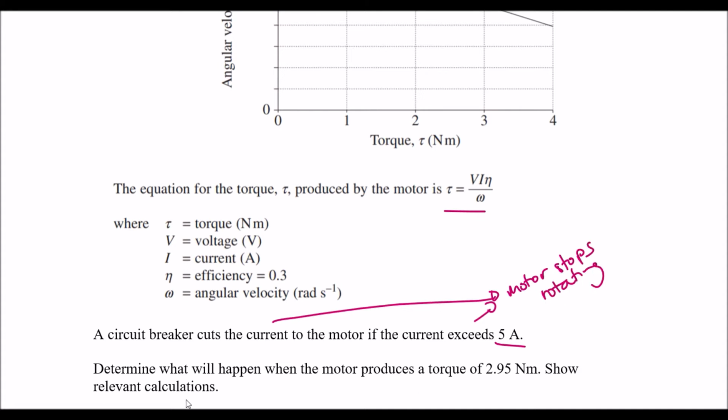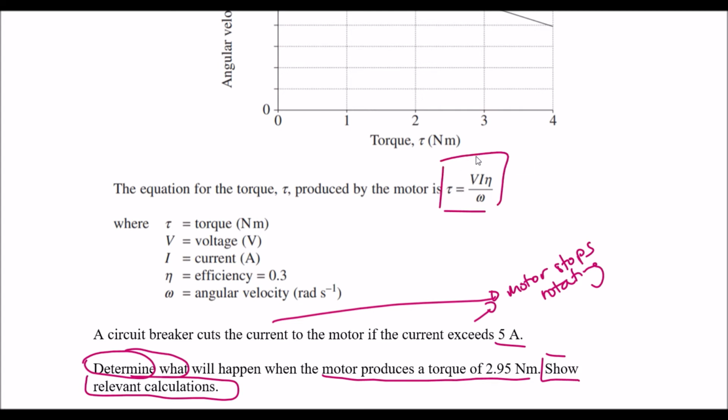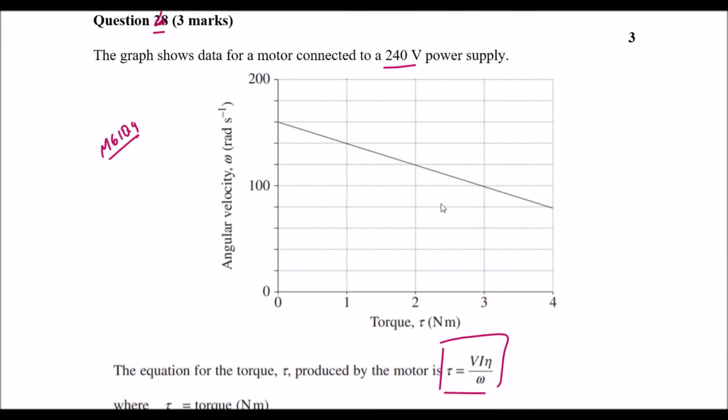Okay. It says determine what will happen. So determine what will happen if the motor produces a torque of 2.95, show relevant calculations. That's what I want to try and do. Okay, so that means I will be using this equation here, interpreting the data from this graph to work out the value for I. I'm going to stay on this part of the document just to do a couple of quick annotations, and then we'll go to the actual answer section to write our response.